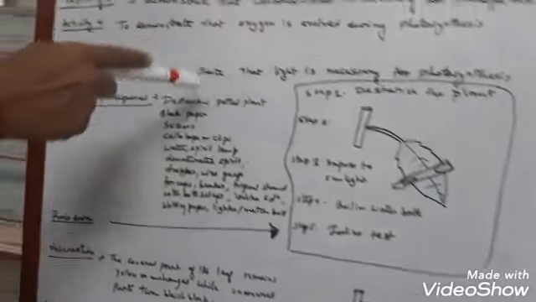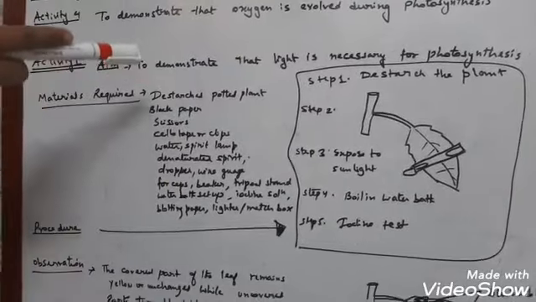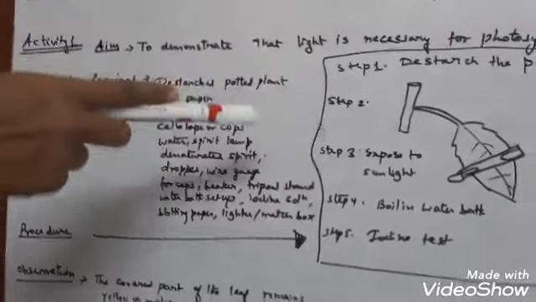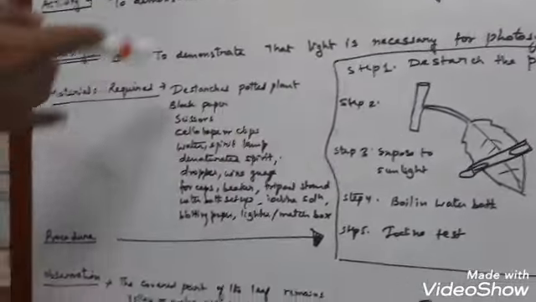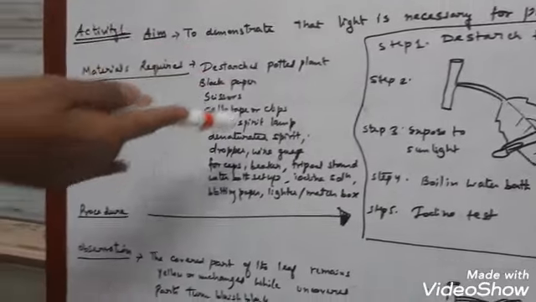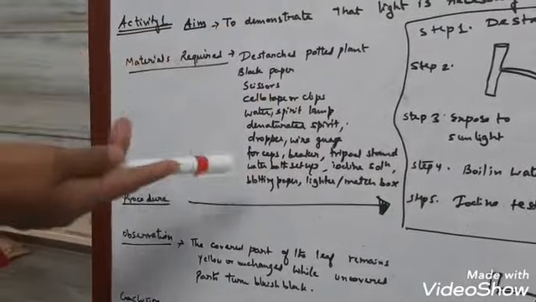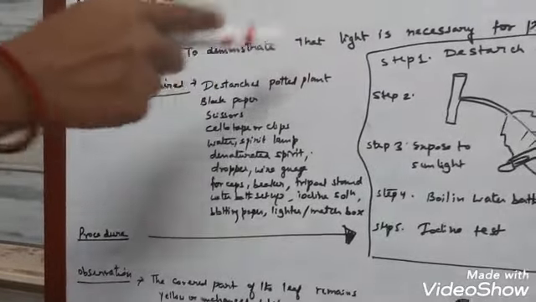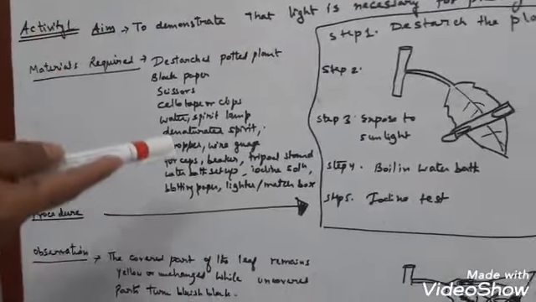As you have already learnt and gone through my video, light energy is very important for the conversion of light energy into chemical energy, that is, glucose is formed in the plant's leaf or the green part of the plant. So here we are going to demonstrate why light is necessary and how we can prove it.